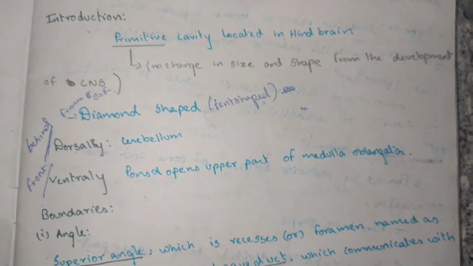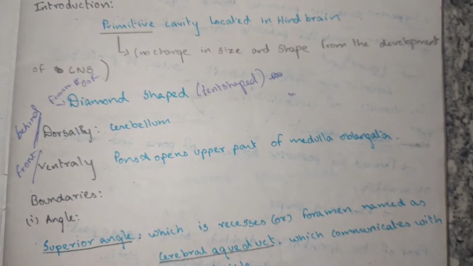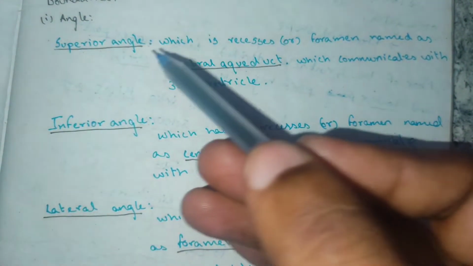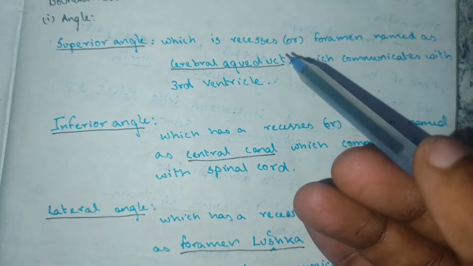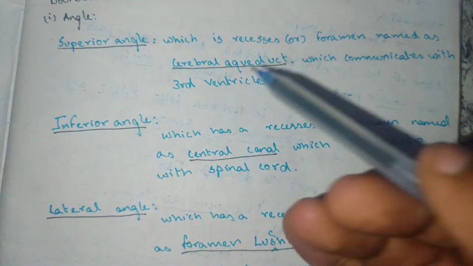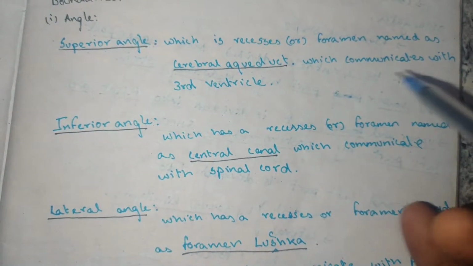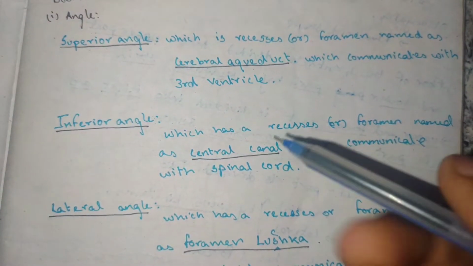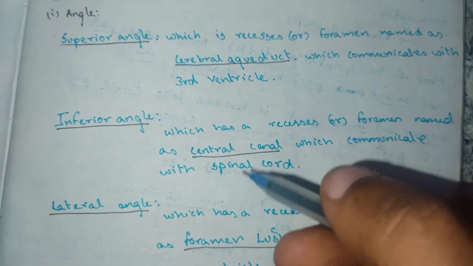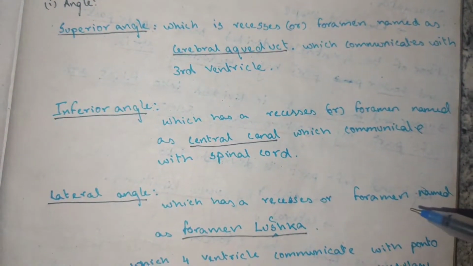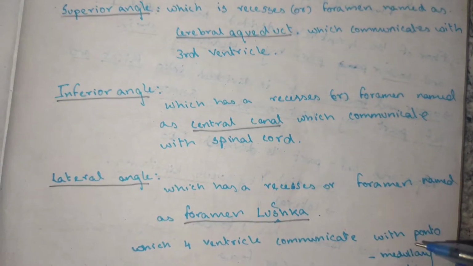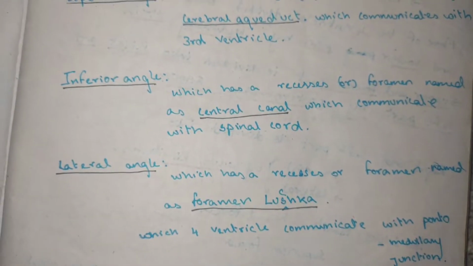The boundaries of the fourth ventricle are divided into angles and limits. The angles are divided into three: superior, inferior, as well as lateral angle. The superior angle opens into the foramen named cerebral aqueduct, which communicates with the third ventricle. The inferior angle opens into the central canal, which communicates with the spinal cord. The lateral angle opens into the foramen of Luschka, by which the fourth ventricle communicates with the pontomedullary junction.